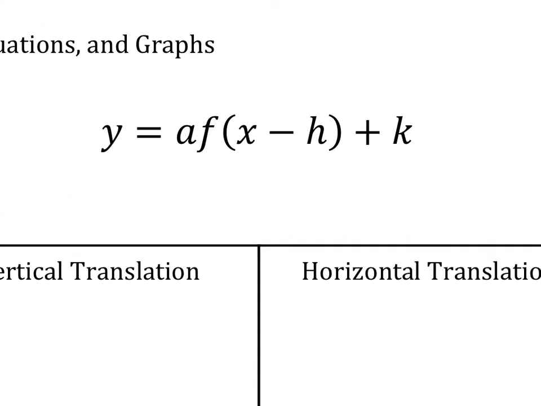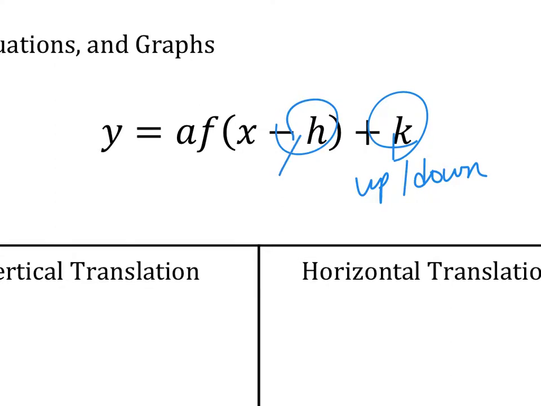Okay, so let's review. K does what to the function? It makes it taller. Up or down? Up and down. Yes, moves the y, up and down. What does H do? Left and right. Okay, what does A do? Wider or narrower. So we call that stretch or compress.